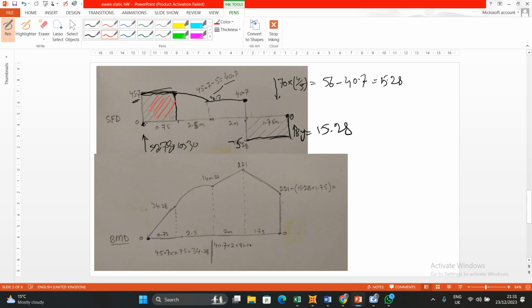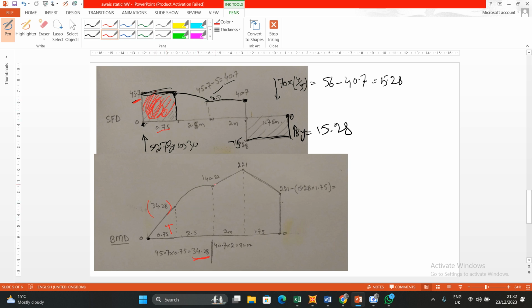So what I did, I have this area. What is the area? The area is a rectangle. So 45.7 multiplied by 0.7. So this is the value. If the shear force is positive, the moment diagram will also be going positive. So we have 34.26 from this area.